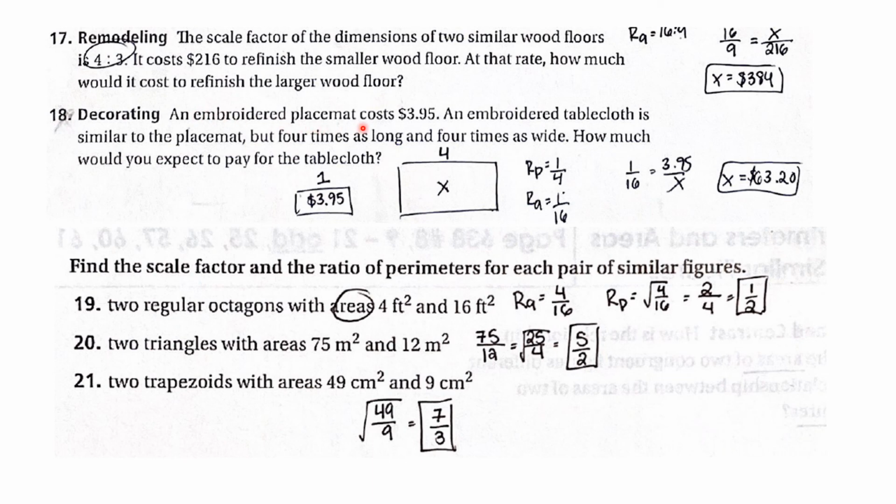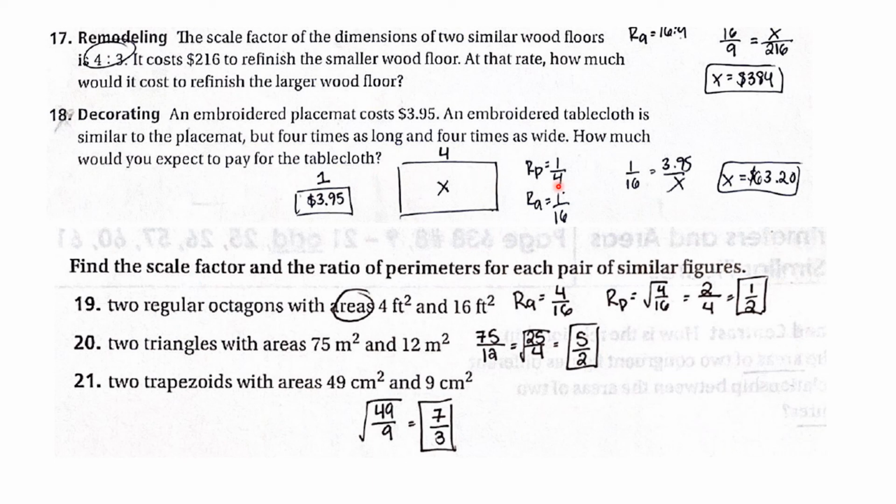It tells us that an embroidered placemat costs $3.95. So you could think of it as maybe like cost per square inch. That would be a really big placemat, but would be $3.95, right? A cent per inch, or maybe $1 per inch, and it's 3.95 inches squared. An embroidered tablecloth is similar to the placemat, but it's 4 times as long and 4 times as wide. So we're talking about the lengths, right, of the sides. How much would you expect to pay for the tablecloth?